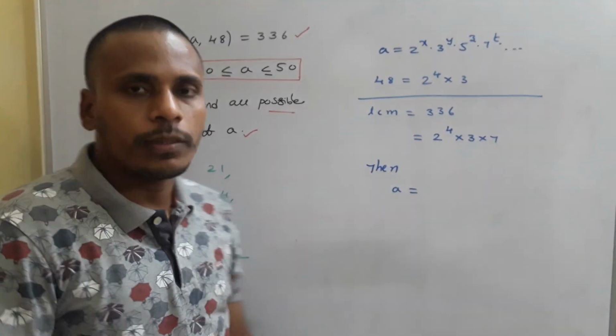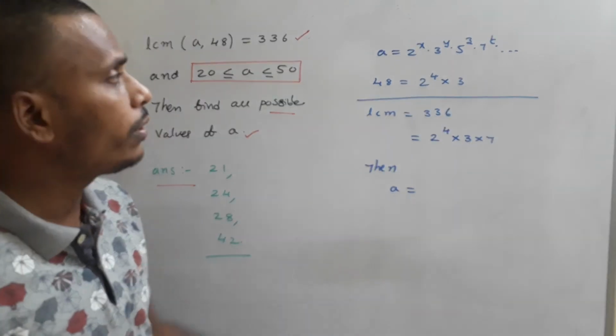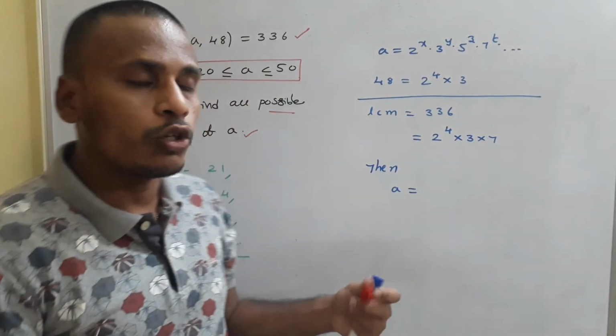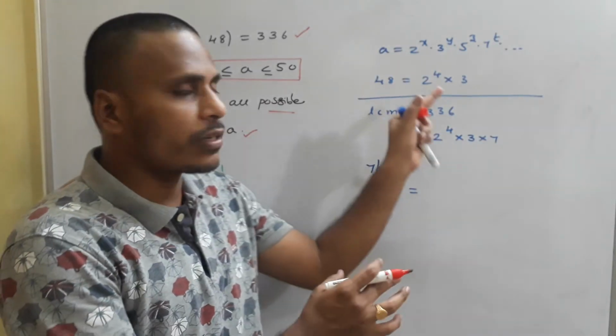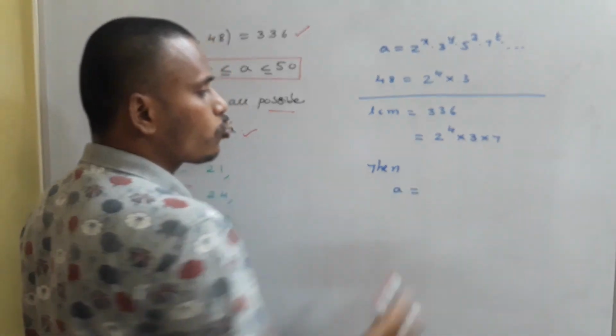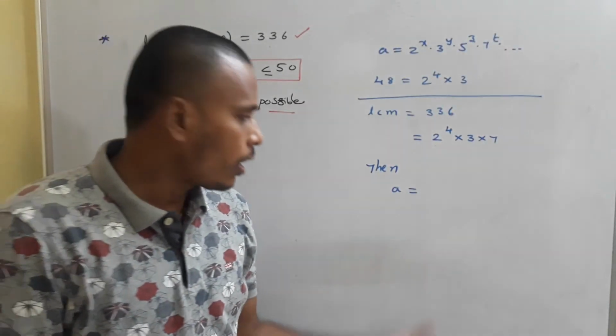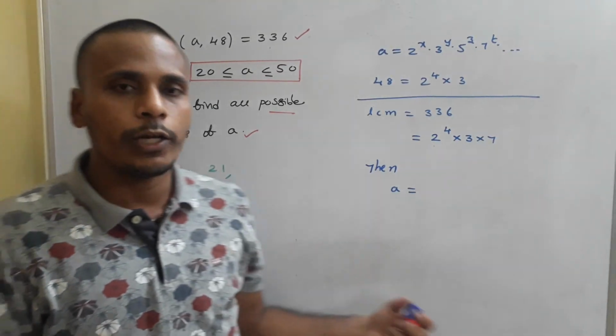See, again I go with the prime factorization method. I don't know A, so that A may be 2 power x into 3 power y into 5 power z into 7 power t into something. Just express A with its prime factorization. 48 is given, which is 2 power 4 into 3, and LCM is given as 336, its prime factorization is 2 power 4 into 3 into 7. Now I need to fix the values of A. I am going to find the possible values of A.